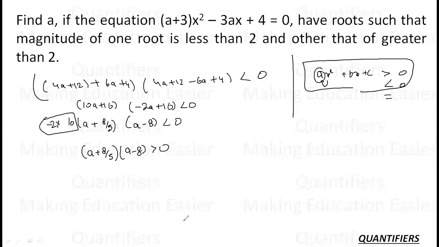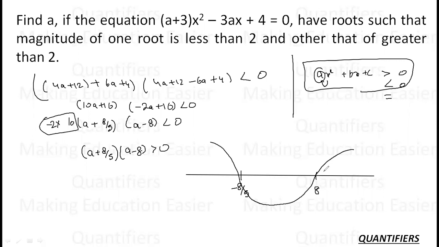Now it's very simple application of waving curve only. What is the application? I'll put one of the values as -8 by 5. I'll put one of the value of at 8. Now I will apply the waving curve. This is the region I need. This is how the waving curve will go. From the first point of intersection, it will go downwards. From the second point of intersection, it will go upwards. Now, this value has to be greater than 0. I need to consider the positive region. So this is positive, this is negative, and this is positive.